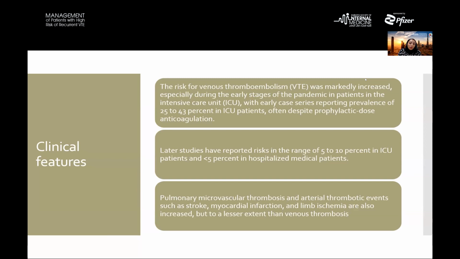What was noticed also is an increase in microvascular thrombosis and arterial thrombotic events. We've seen a lot of strokes this year. We've seen a lot of myocardial infarctions and acute limb ischemia. It's less than the venous thrombosis, but we've seen it. I would say that we've seen a couple of cases this year who presented with these manifestations.